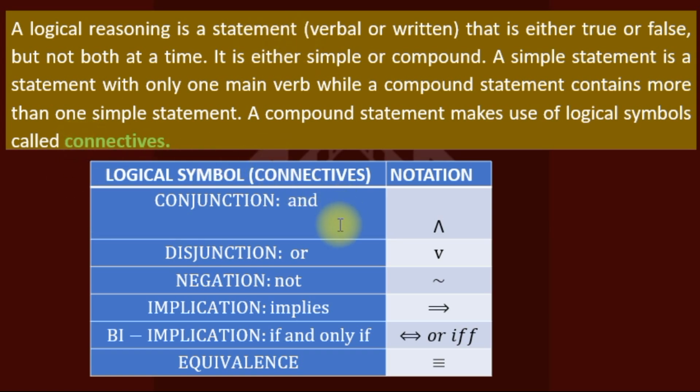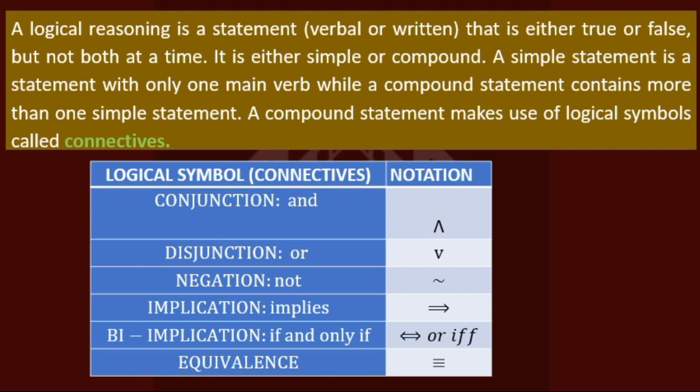So these are some connectives. The first one is conjunction, and the symbol is this. So that's the symbol. Disjunction, or negation, or not, that's the symbol. Implication, that's the symbol, that's implies. Bi-implication, or if and only if, that's the symbol. And finally, equivalent, that's the symbol. So let's look at this question.